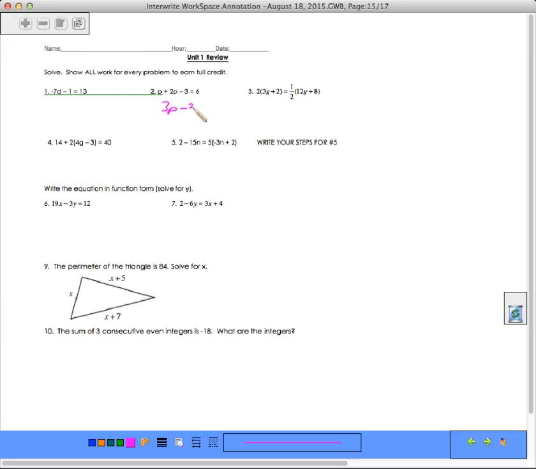Remember, you only do the opposite to go over the equal sign. Then to get rid of this minus 3, I would add 3. So I get 3p equals 9. These two are touching my multiplication, so I need to divide. So I get p equals 3 for an answer.